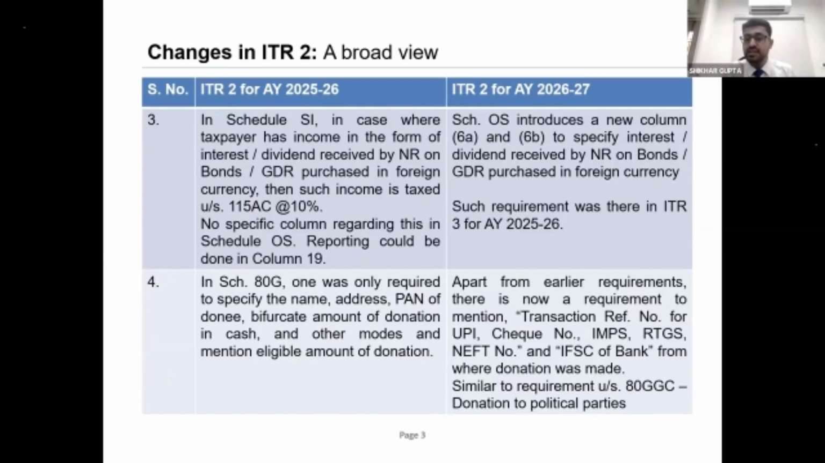Also, you have to mention the IFSC of the bank account from where the donation was made. These requirements are similar to section 80GGC, which is the donation to political parties, which was already there in ITR-2 for assessment year 25-26, but it was not there in Schedule 80G for assessment year 25-26. So things have been more aligned in this way.